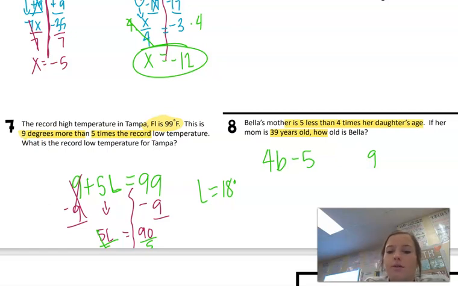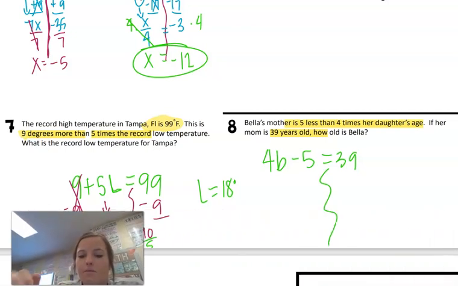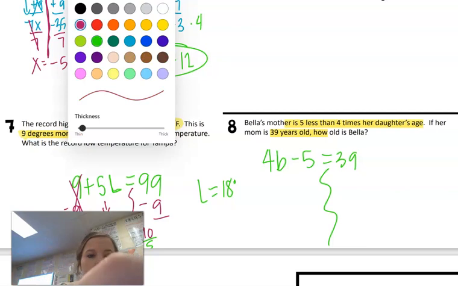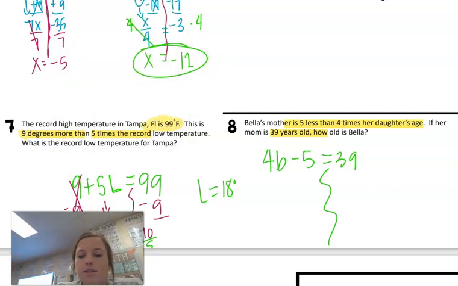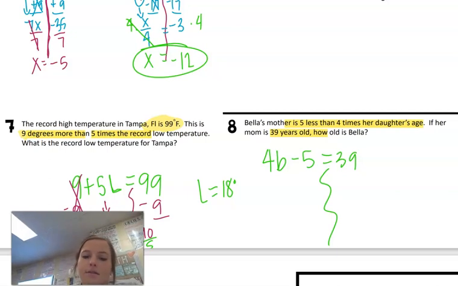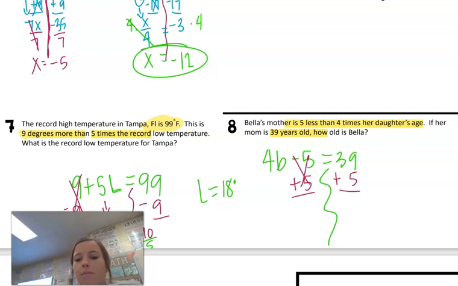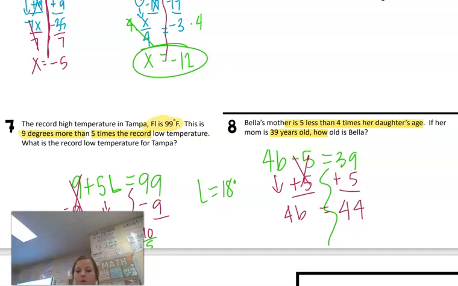So we draw our river. I'm going to rewrite this really quick. We draw our river. We look at our constant. Our constant is, in this case, minus 5. So the opposite of minus 5, or subtracting 5, is adding 5. So we're going to add 5 to both sides. Negative 5 plus 5 gives us 0. We know we did that correctly. 39 plus 5, we get 44. Bring down our 4b because we have yet to do anything with it. So we have 4b equals 44.